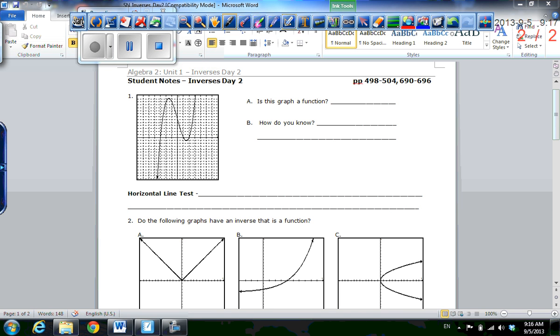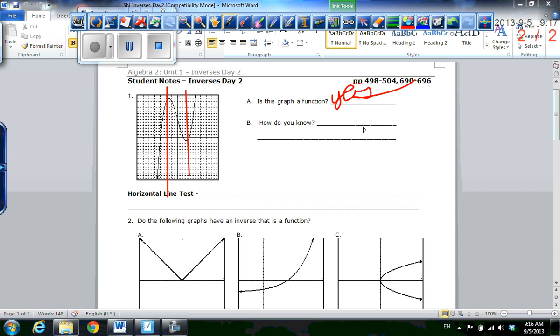So I take my awesomely straight drawing skills. Calm down. I draw it over and over and over again, and I only hit the graph at one point. So is it a function? Absolutely. Thanks, I've been working on it.